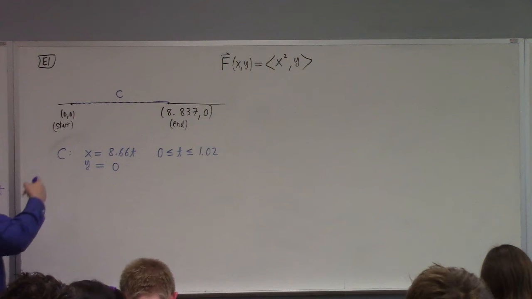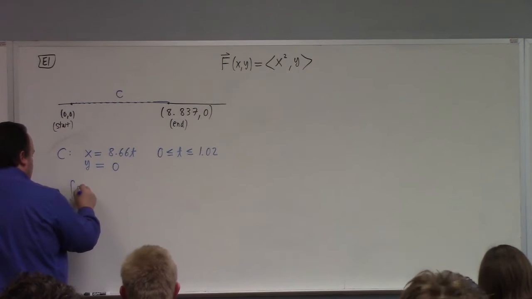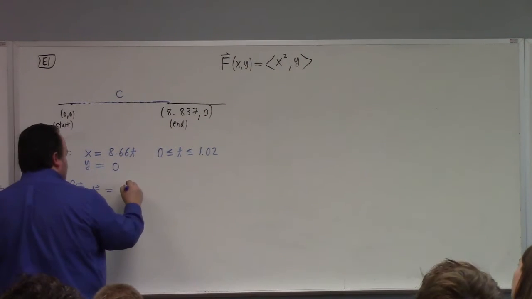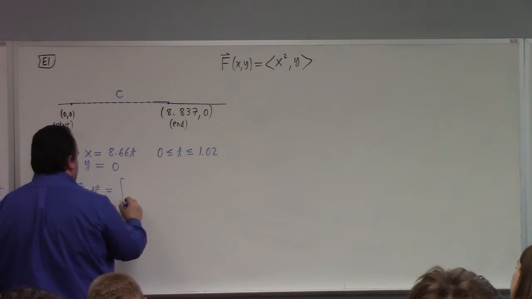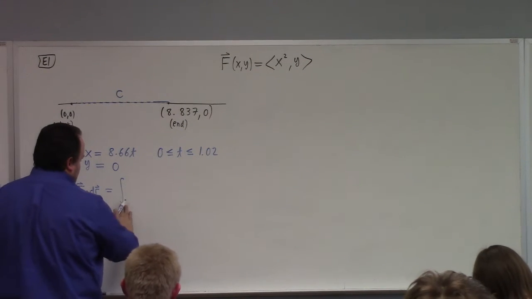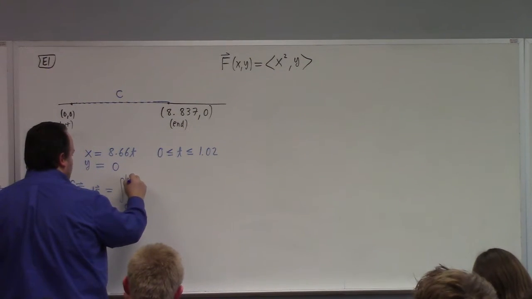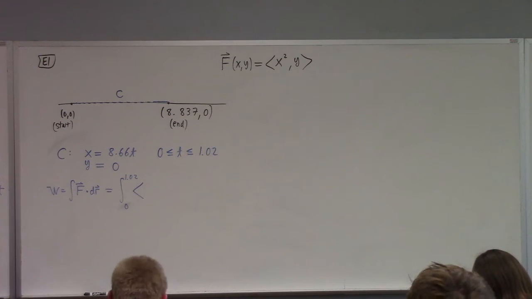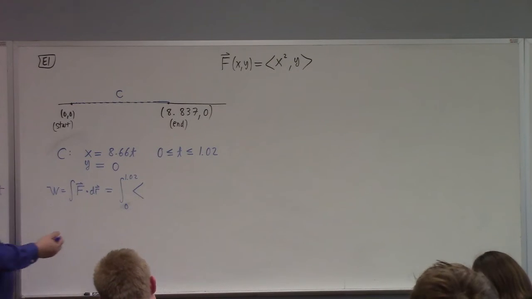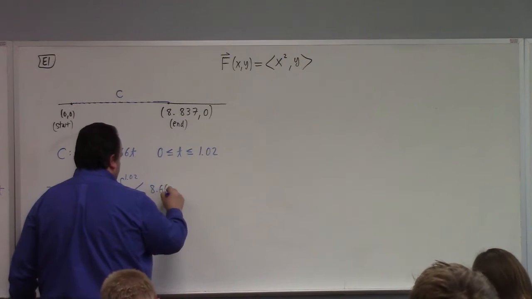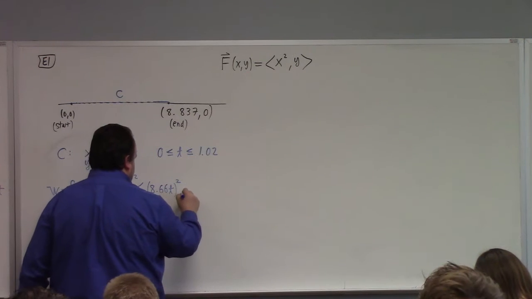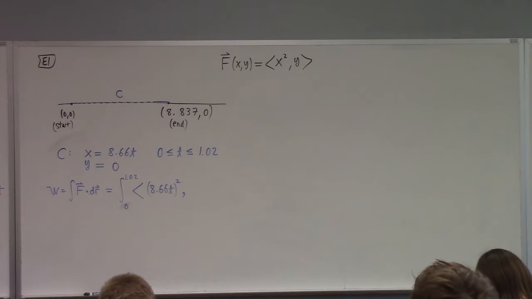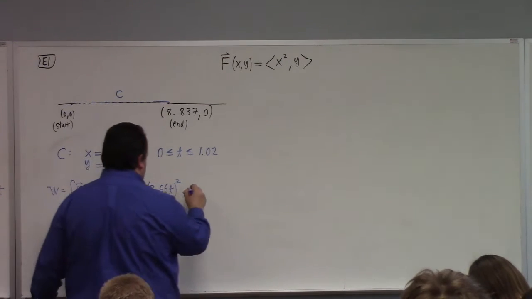So to calculate the work done by the force, what that is, is the integral over the curve. Let me just get to the point here. So 0 to 1.02. And then I have to put in the formula for x, which is 8.66t. So I plug that in. I square that. That's my x squared. What's my y? y equals 0. All right, great.